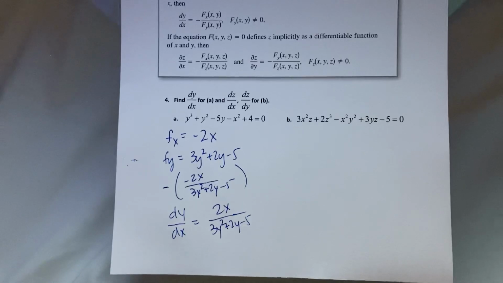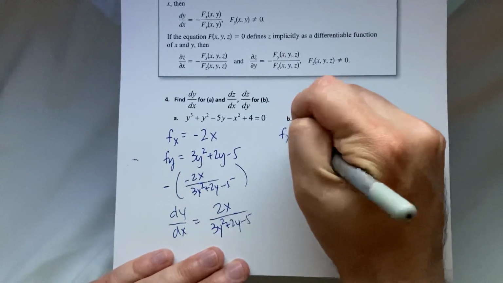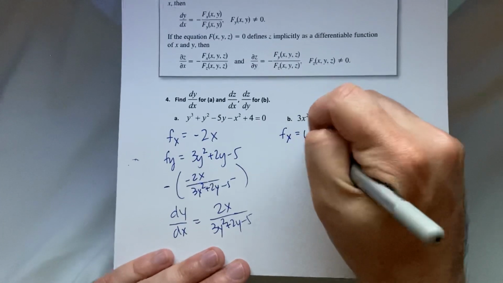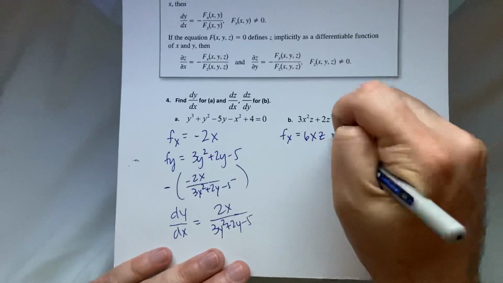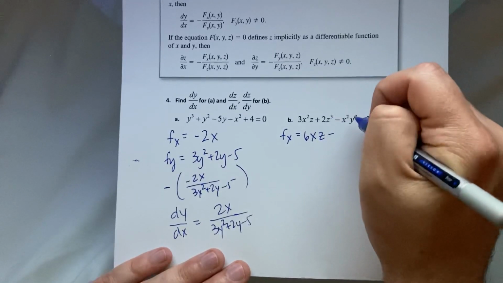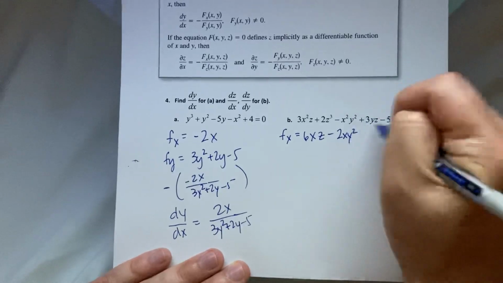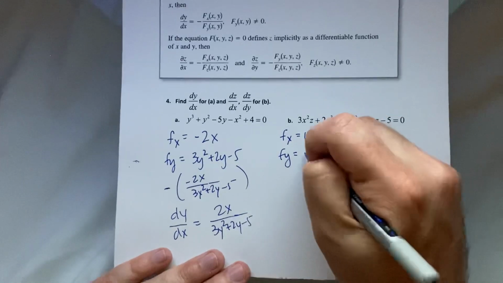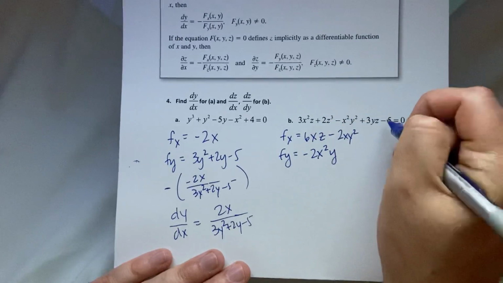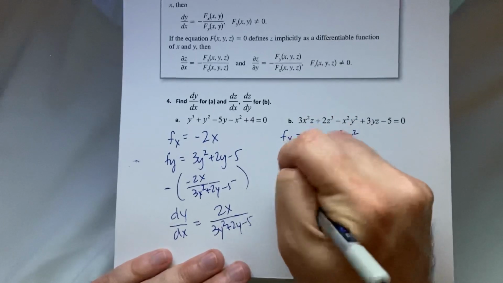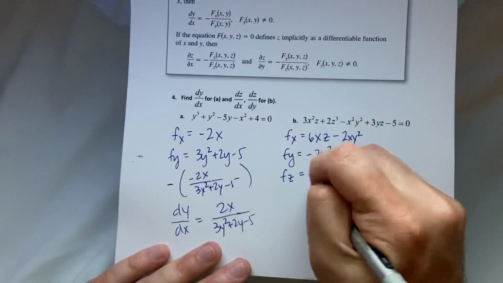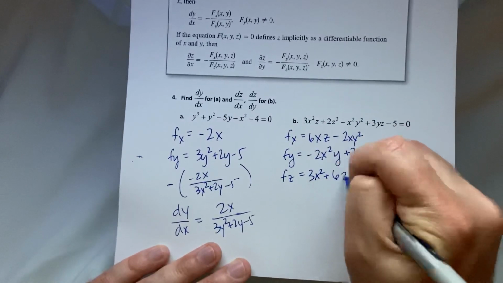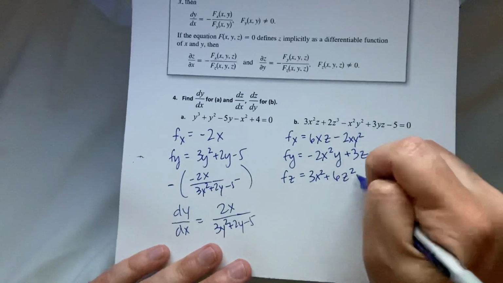Now it wants the partial of z with respect to x and y, so I need to find all three partials. So fx is going to be 6xz minus, this is a constant with respect to x, 2xy squared, constant. fy, constant, negative 2x squared y plus 3z, and fz is 3x squared plus 6z squared, constant, plus 3y.